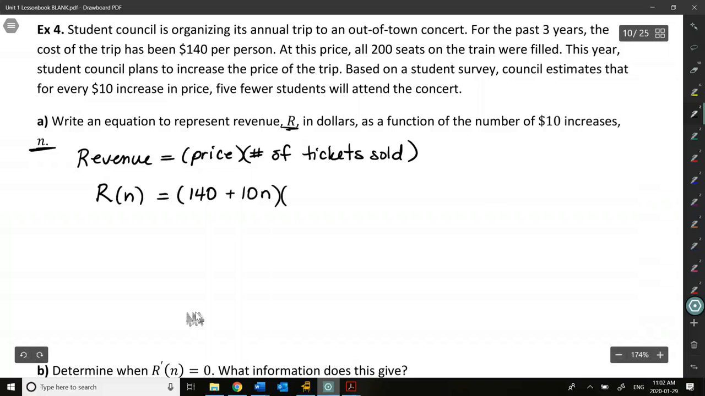Okay, and then the number of tickets sold. Initially, when the price was 140, it was 200 tickets that were being sold. Now, what's going to happen with every $10 increase that I do? 5 fewer students. So every single time I increase the price, 5 students will go down. n is the number of price increases, right? So if I increase the price twice, then we'll have 10 fewer students. So this is our revenue function here.